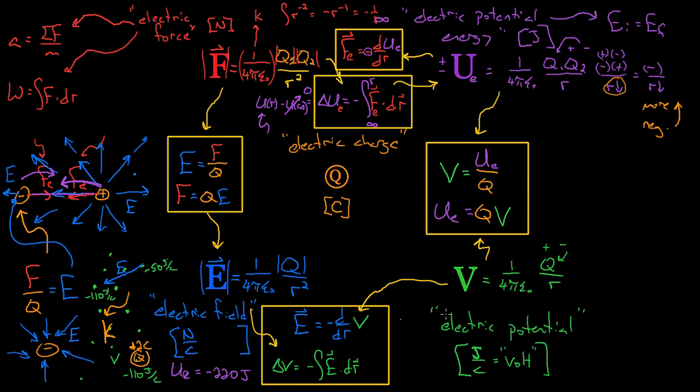And delta V is given a special name. None of these get a special name except for delta V. Delta V is special. Delta V is called the voltage. Some people even call V the voltage. I don't like that. That feels sloppy to me, but delta V technically is a voltage, and so it has units of volts.